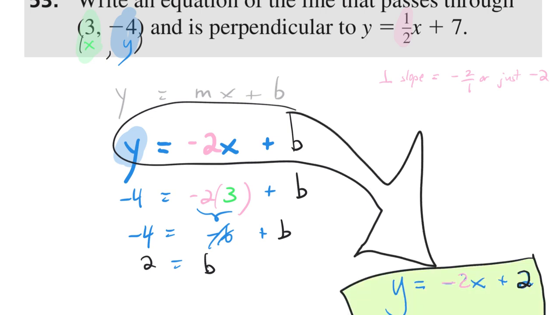and there's our equation. This line is perpendicular to this line because the slopes are opposite reciprocals. And this line has a vertical intercept of 2 because we knew that it went through (3, -4). So when x was 3, y was -4, and that enabled us to find that b was 2. That's how you do this problem.